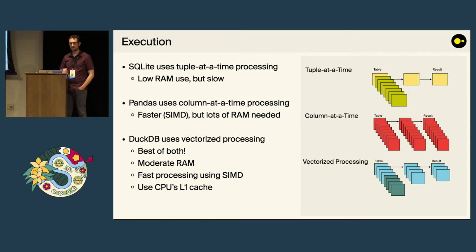DuckDB is really a Goldilocks approach. It's using vectorized processing. We do things in chunks of 2,048 rows. That way, we get the full advantage of your CPU's vectorization, but we also don't take up all your memory. We're also working very closely with the L1 cache of your CPU. So we do multiple operations on the same data back to back to back, so it never leaves that really fast cache right next to your CPU. It doesn't have to go all the way back out to RAM. So vectorization has additional benefits in your CPU's memory hierarchy.